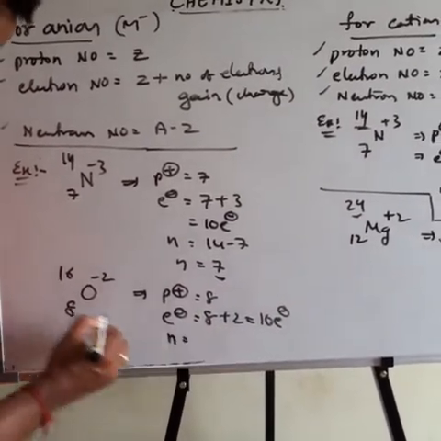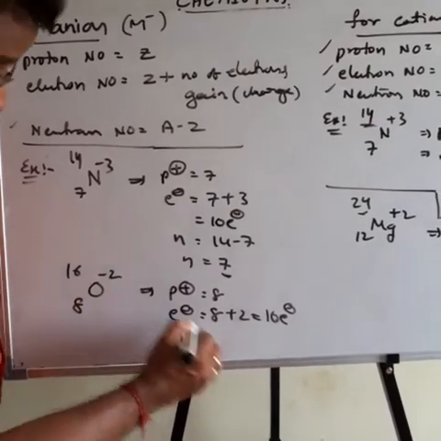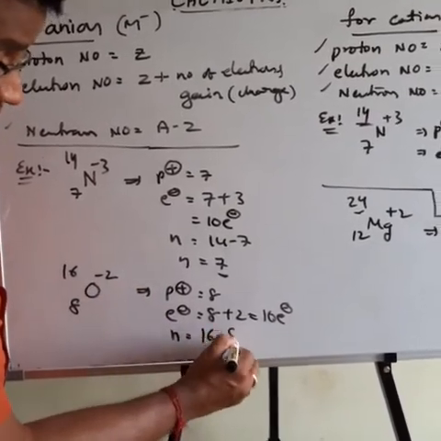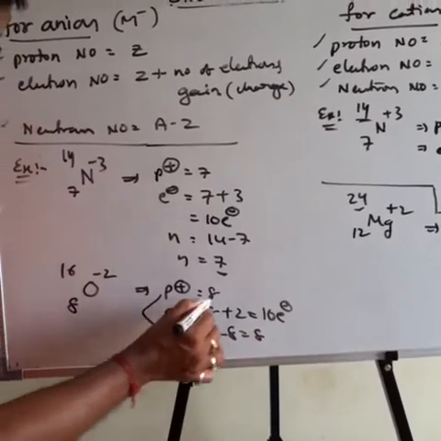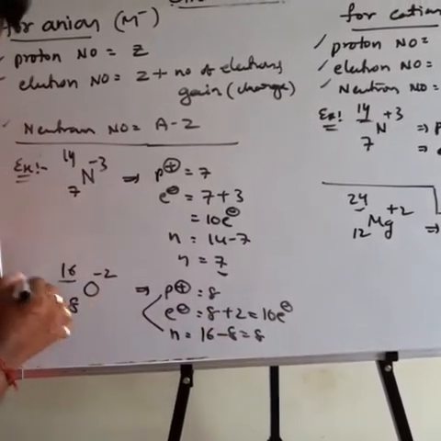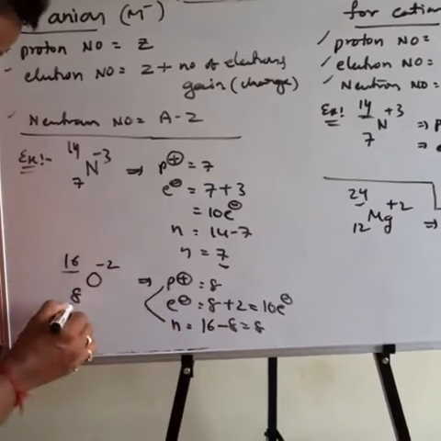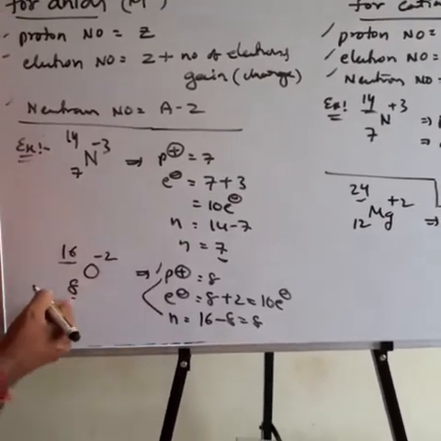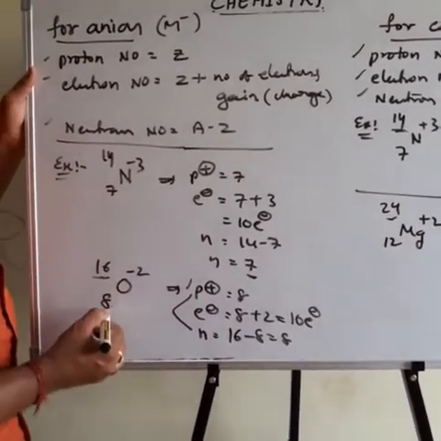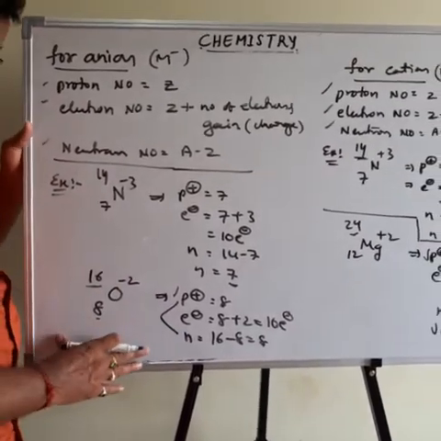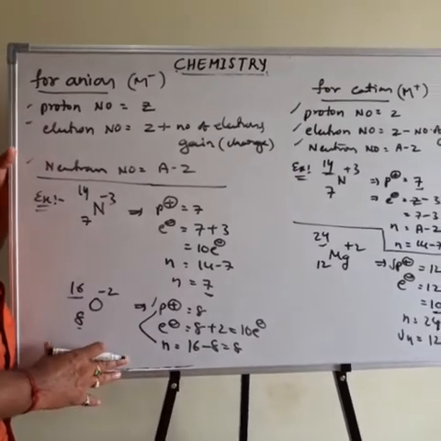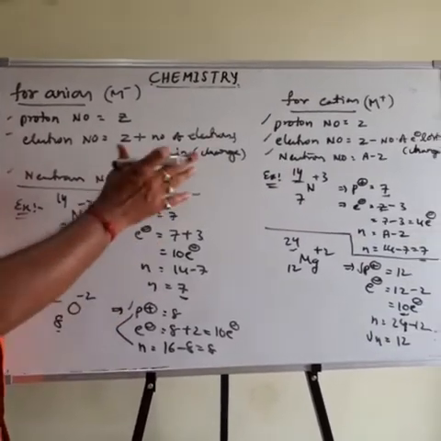Next, the neutron number: mass number 16 minus atomic number 8, that is 16 minus 8, so 8 neutrons are there. So proton number plus neutron number is 8 plus 8, 16. Mass number 16 is common. Next, atomic number 8 is equal to the proton number, but the electron number is 8 plus the extra 2 electrons. Okay, so this is about the atomic number for the neutral atom, cation and anion.